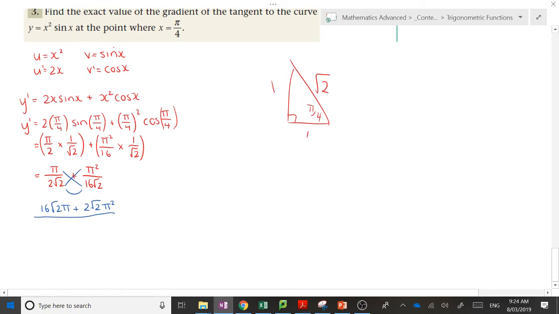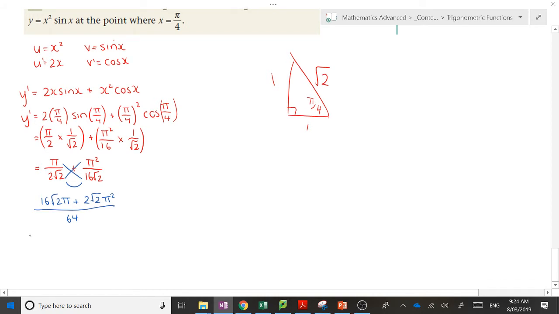How ugly. This is ugly. Over 32 times 2 is 64, because 2 times 16 is 32, root 2 times root 2 is 2, so then I'd end up with 32 times 2. Yeah, that's ugly, isn't it? I'll just leave it like that. That'll do.